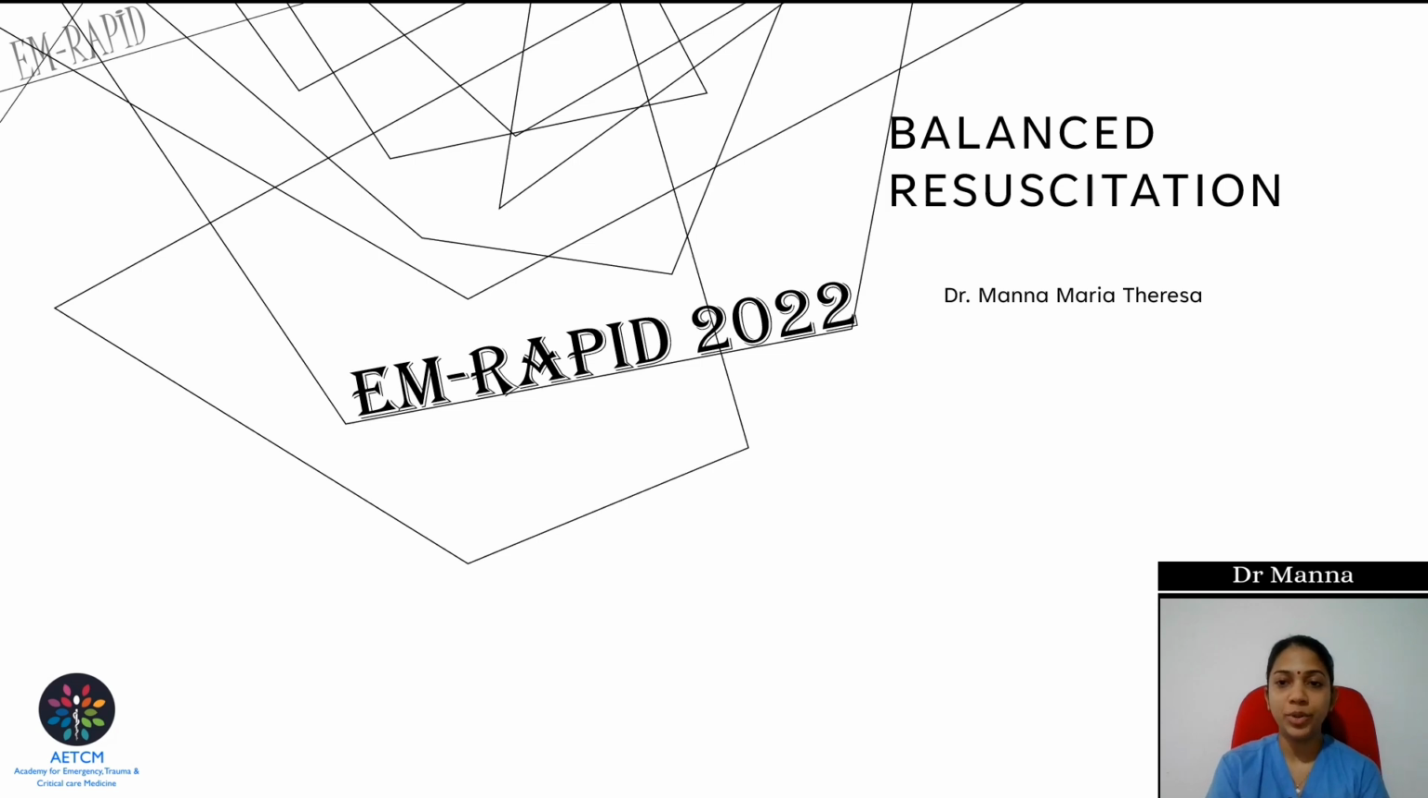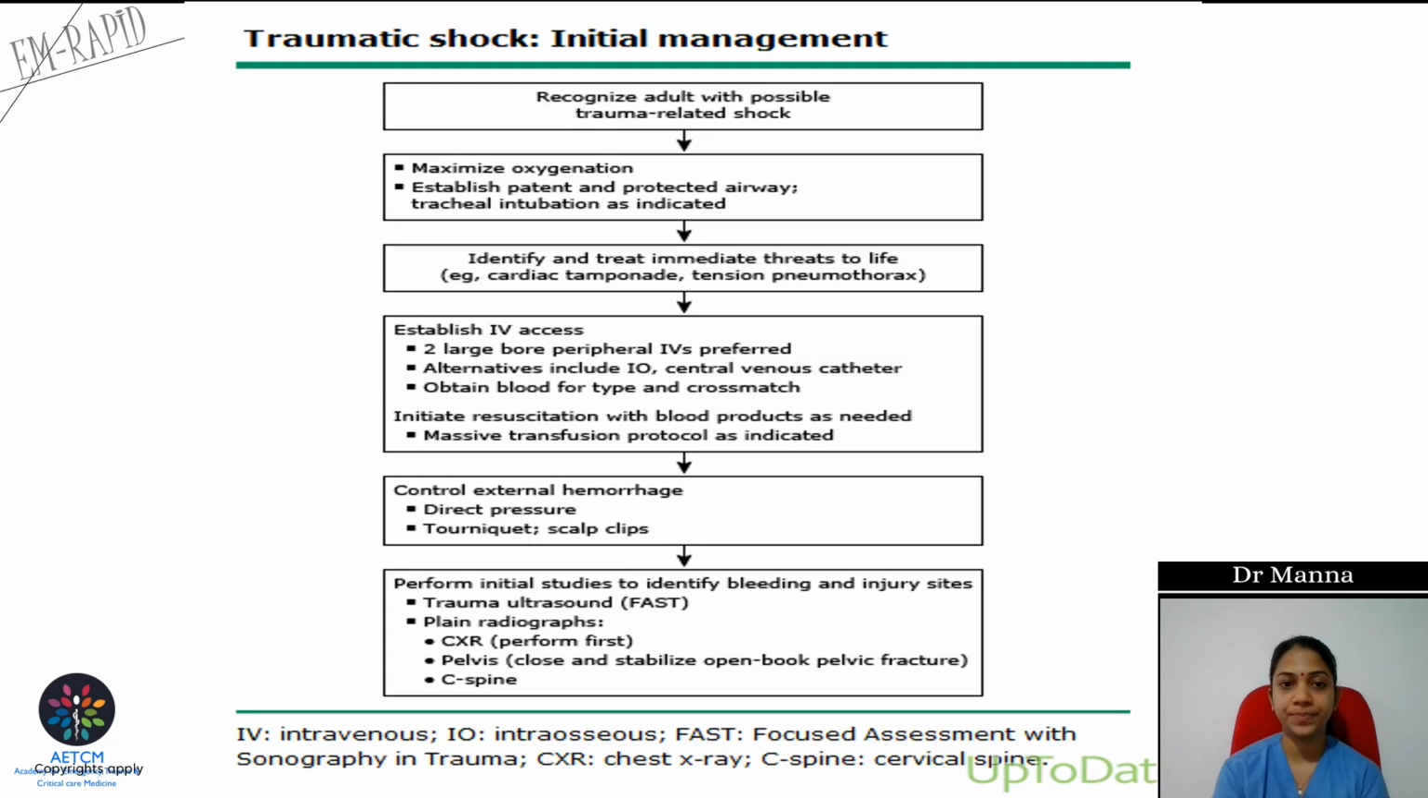Now we will discuss balanced resuscitation. If we have a patient in traumatic shock, what's the initial management? First, we should recognize that the patient is in shock or might possibly go into shock. Maximize the oxygenation, and if the airway is not patent, intubate the patient and secure the airway.